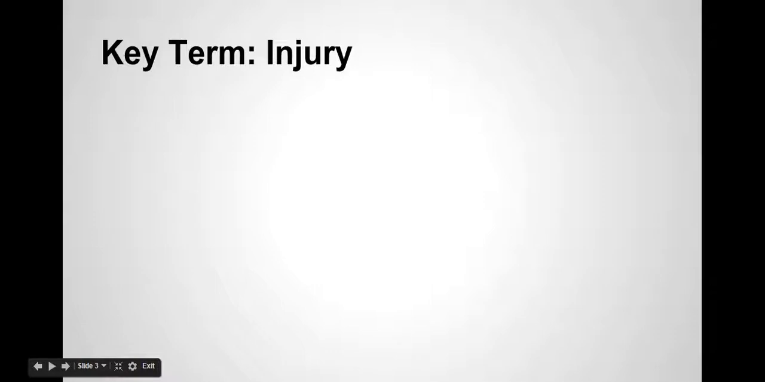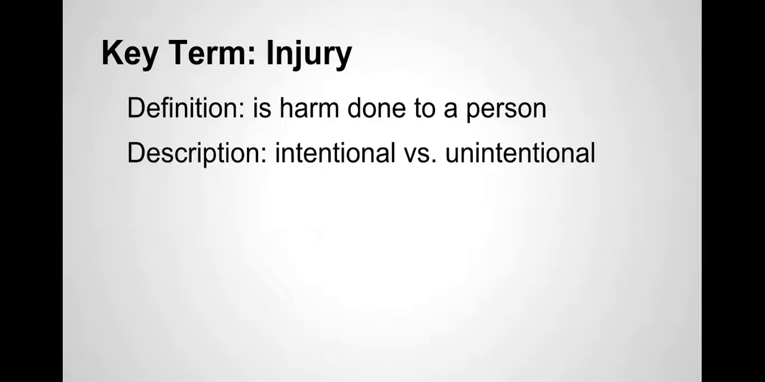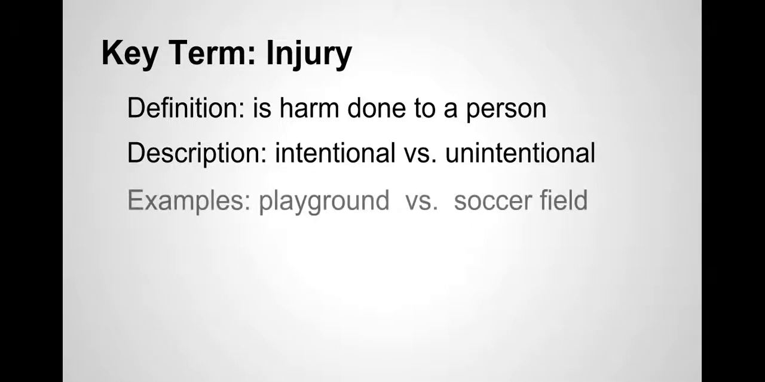Key term: injury. In this slide, we are going to talk about the key term injury. Injury is harm done to a person. Injuries can be intentional and unintentional. Intentional injuries are done on purpose, like a student pushing another student down the slide on the playground. An unintentional injury is done by accident, like twisting your ankle while playing soccer in a game.